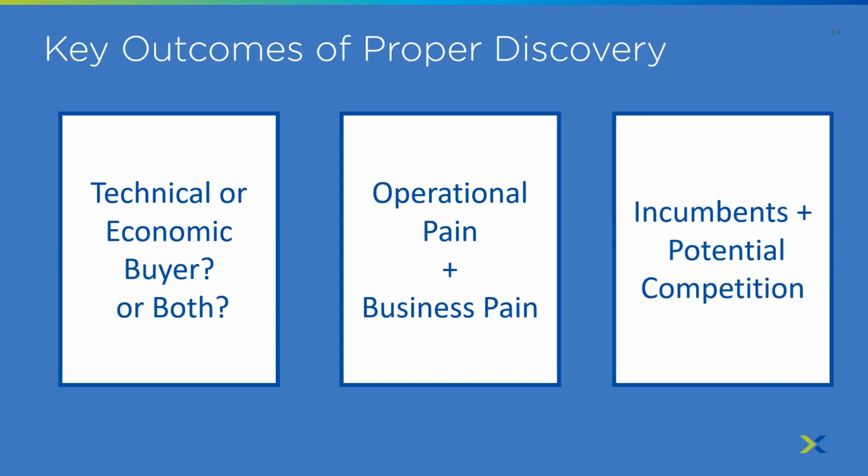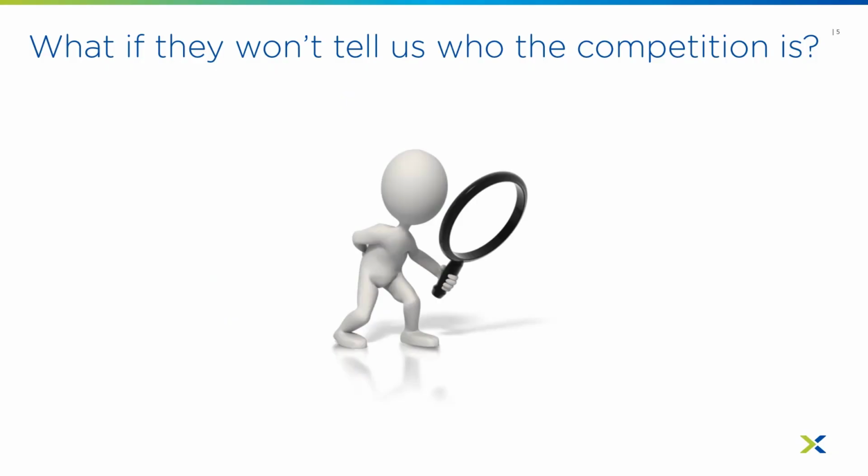It's also fundamentally important that you identify up front who the incumbent solution vendors are and then who our potential competition is going forward. It's very difficult to set the appropriate traps if we don't know who our competition is. So how do we figure out who our competition is? Well, sometimes we can just go and ask the customer and they're going to openly tell us. Other times they're going to be pretty secretive about who we're competing against.